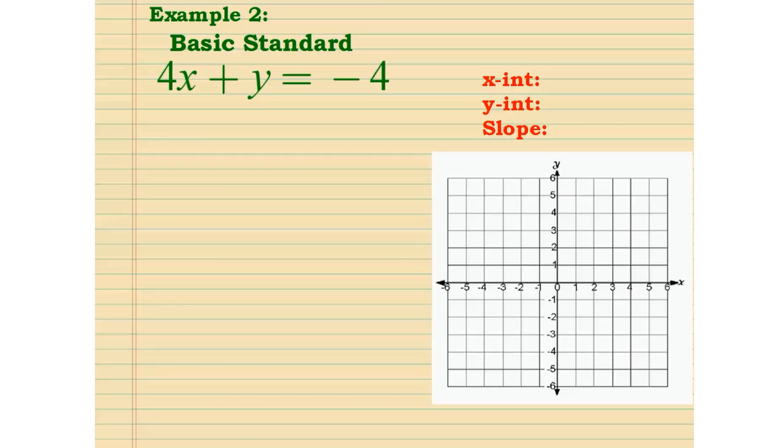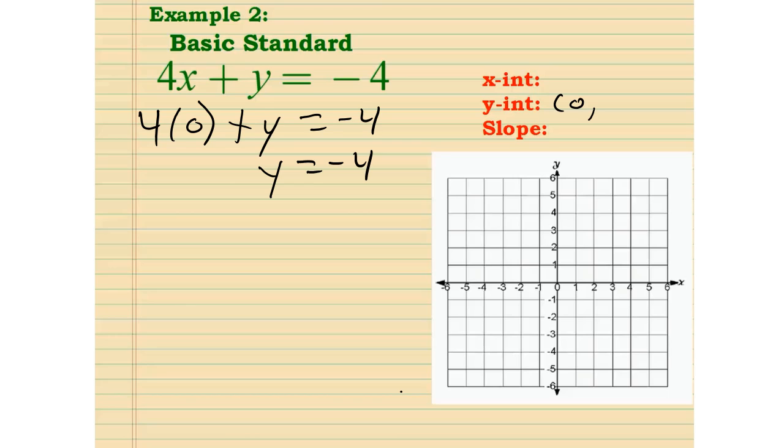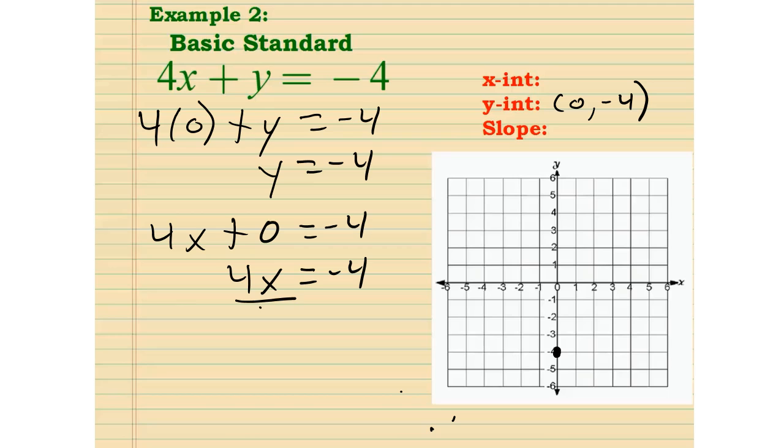All right, let's try another one. Same thing, I'm going to first plug in 0 for x, and 4 times 0 is 0, and I get y equals negative 4. Well, that was pretty easy. So the y-intercept is 0, negative 4. I'm going to graph that point, and then I'm going to find the x-intercept. That means I'm going to pretend y is 0. 4x plus 0 equals negative 4. Well, that means that 4x is equal to negative 4, and if I divide both sides by 4, I get x equals negative 1.